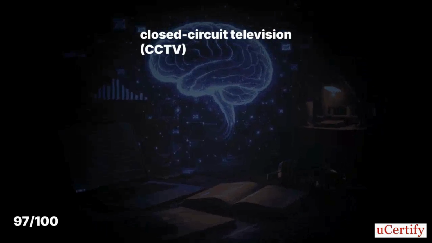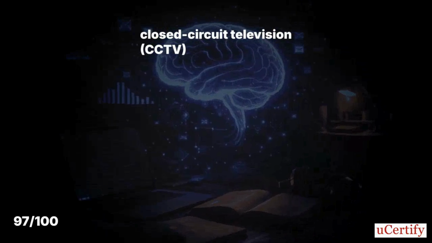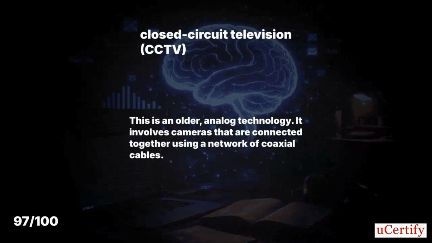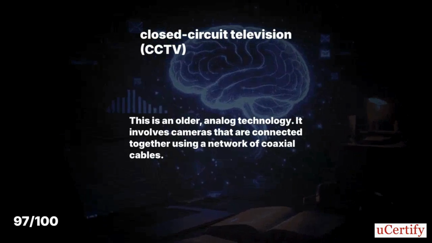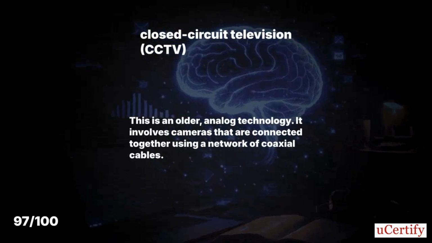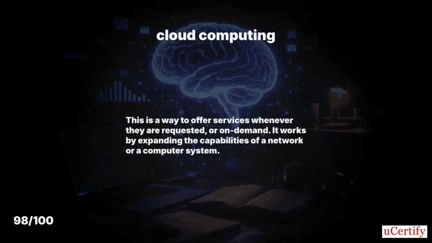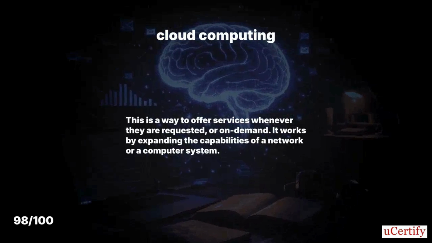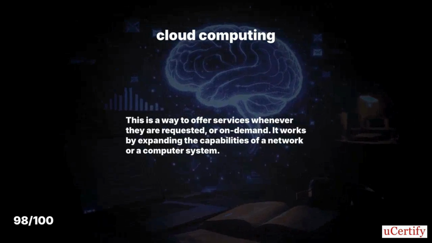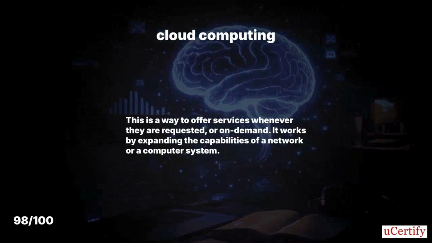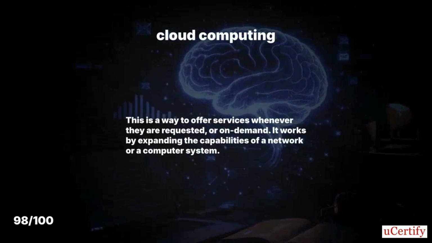Closed circuit television, CCTV. This is an older analog technology. It involves cameras that are connected together using a network of coaxial cables. Cloud computing. This is a way to offer services whenever they are requested or on demand. It works by expanding the capabilities of a network or a computer system.